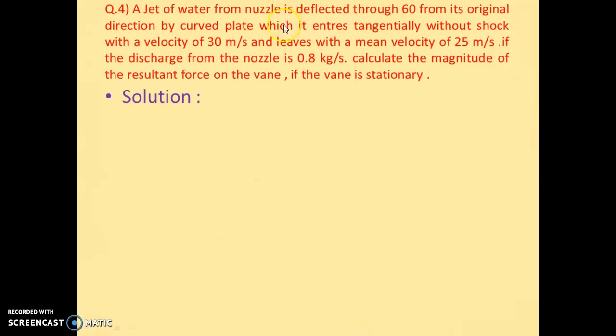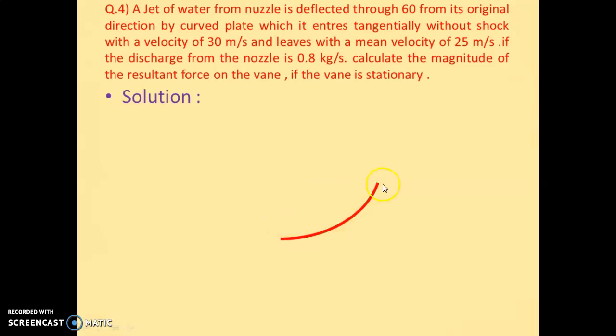Okay, a jet of water from nozzle is deflected through 60° from its original direction by curved plate, which it enters tangentially without shock with a velocity of 30 meter per second and leaves with a mean velocity of 25 meter per second. If the discharge from the nozzle is 0.8 kg per second, calculate the magnitude of the resultant force on the vane if the vane is stationary.